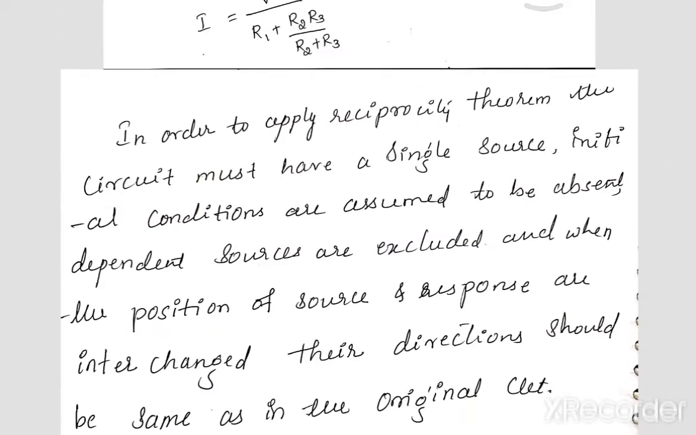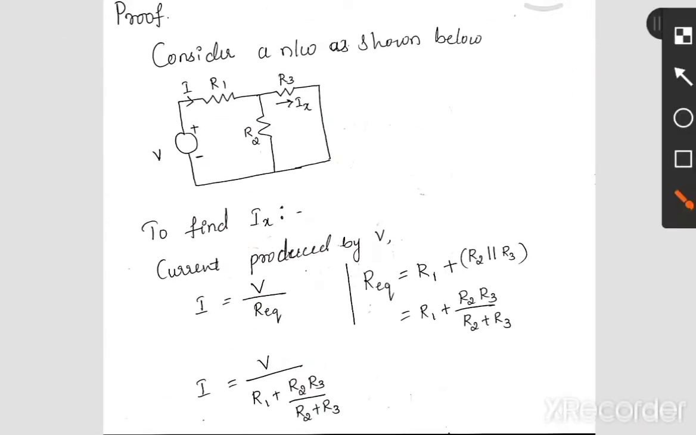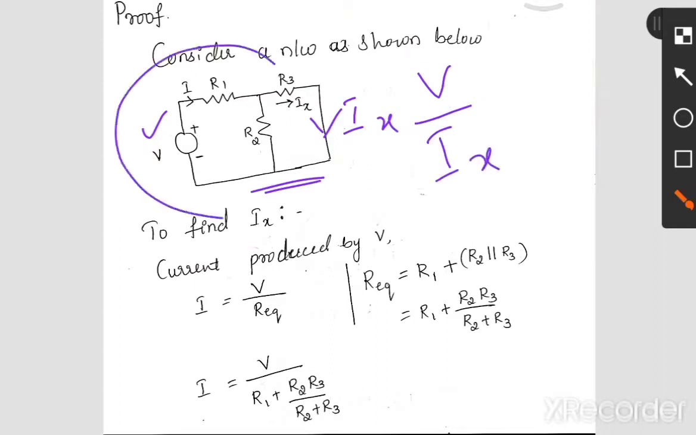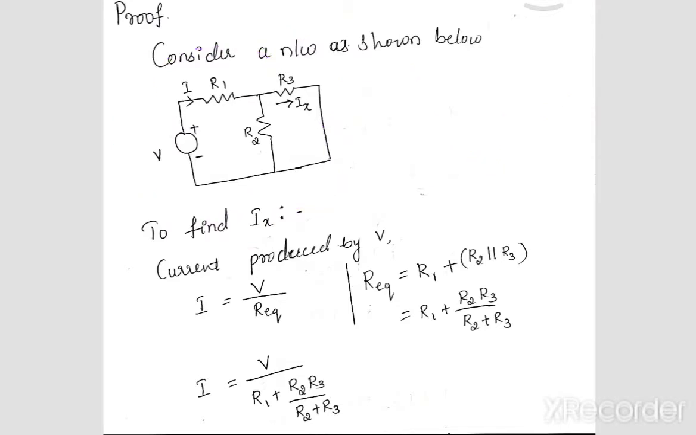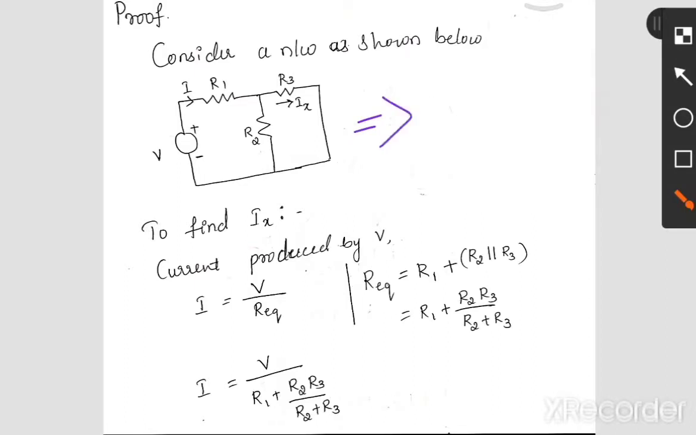Let's see the proof for this. Consider a single source network, the network shown below. Here we have a single source, which is a voltage source, and the response we have taken as Ix. We have to take the ratio of V and Ix in this position. It should remain the same when you interchange V and I. The excitation has to be replaced by the response, and the response has to be replaced by the voltage source.